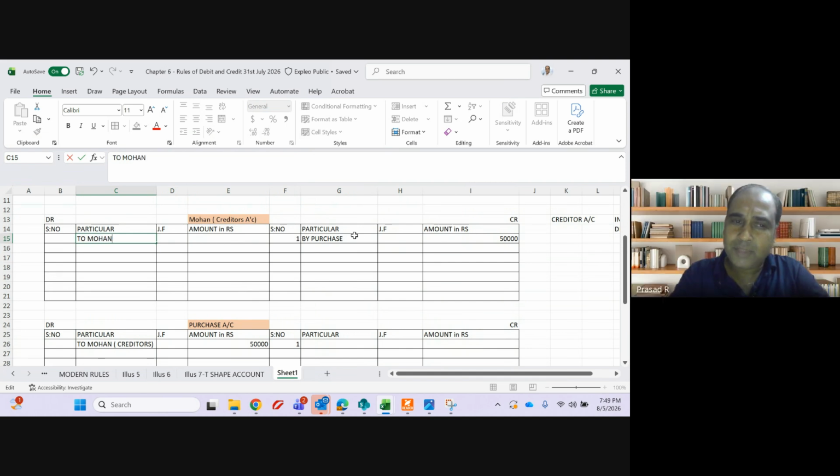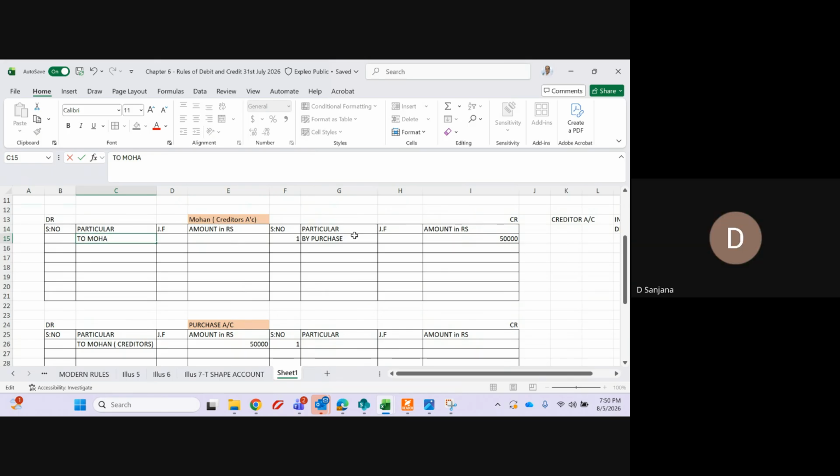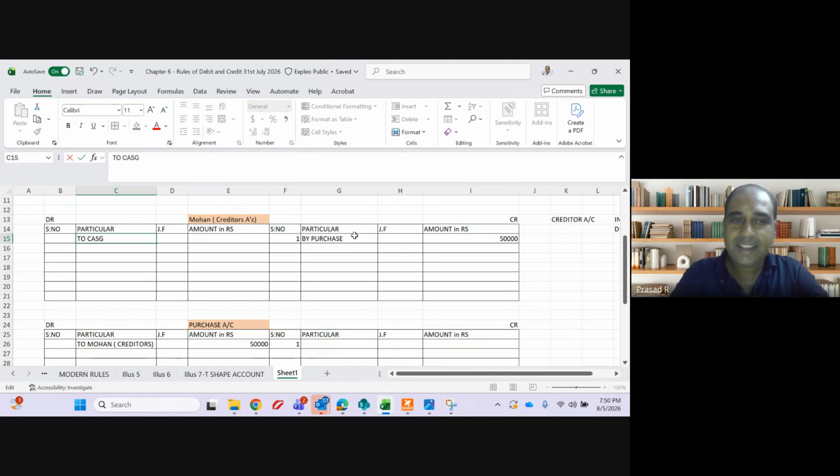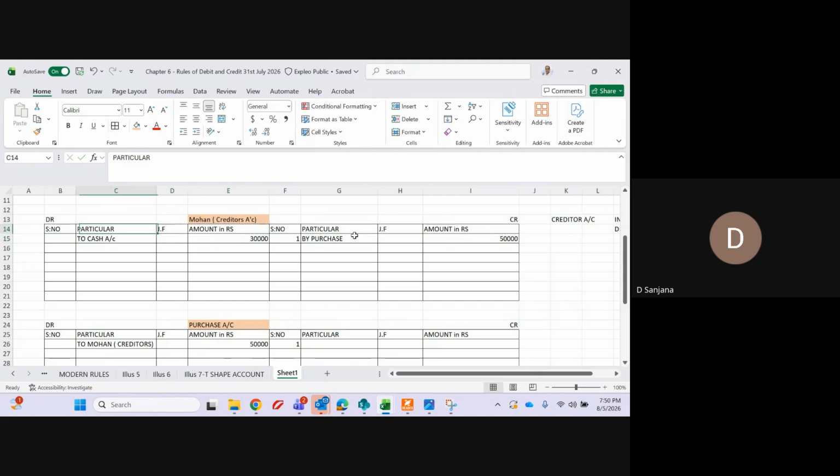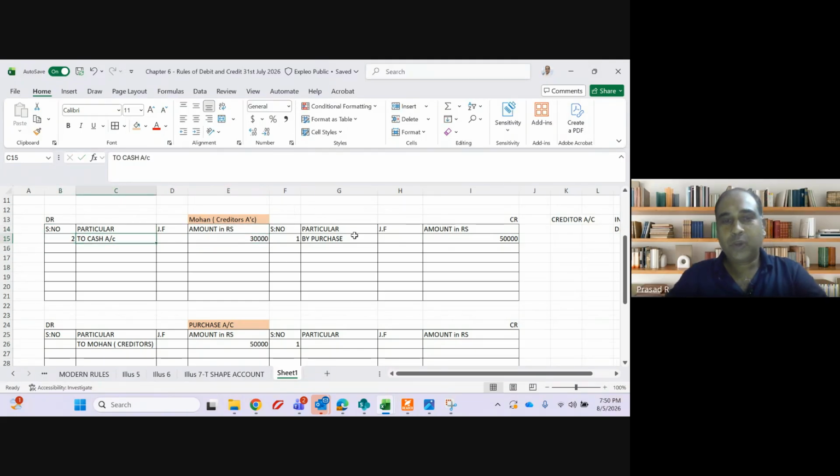To Mohan, or something else? In Mohan account, can I mention Mohan? No, sir. Cash paid, sir. So it will be cash. To cash account. How much? 30,000. Okay. So you are very clear.